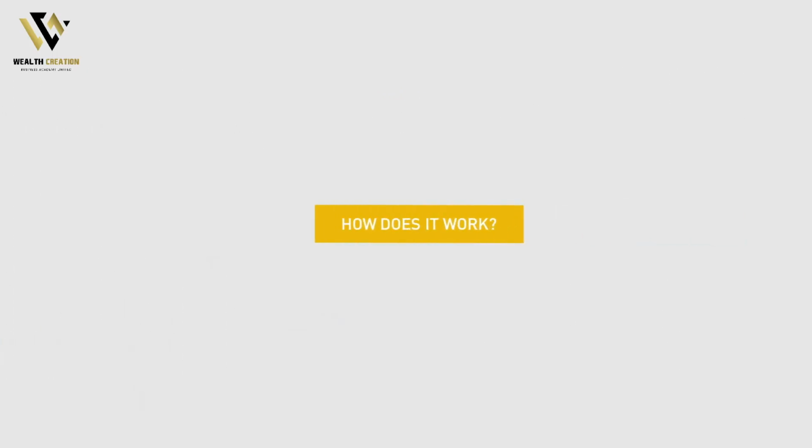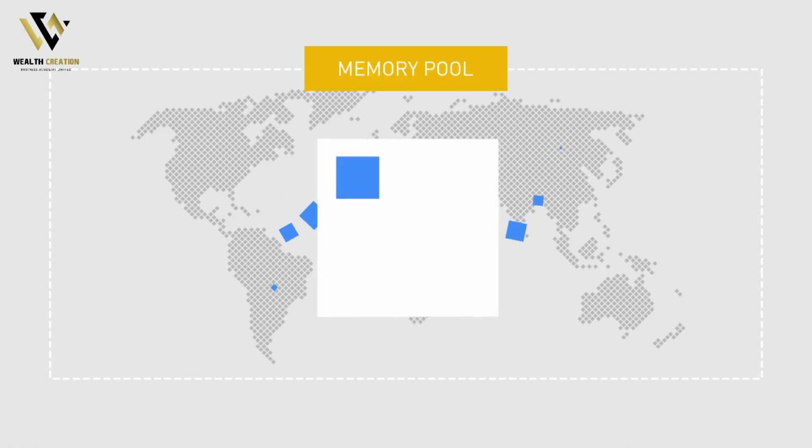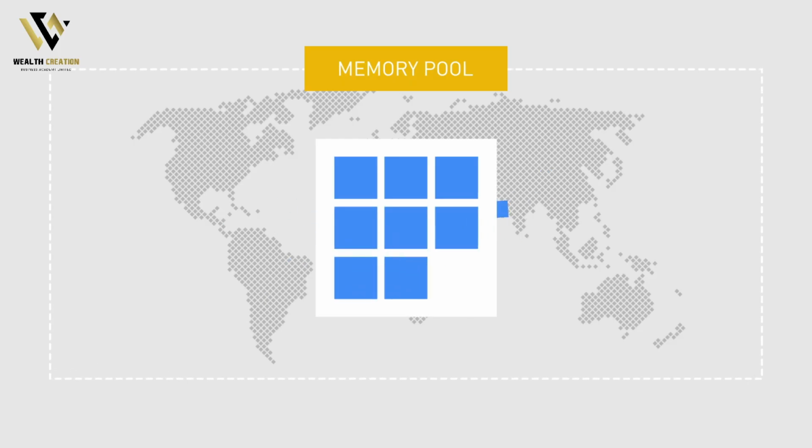How does it work? A miner is a node in the network who collects transactions and works to organize them into blocks. Whenever transactions are made, miner nodes receive and verify the transactions and add them into the memory pool and begin assembling them into a block of multiple transactions.